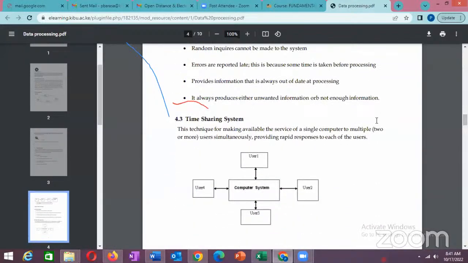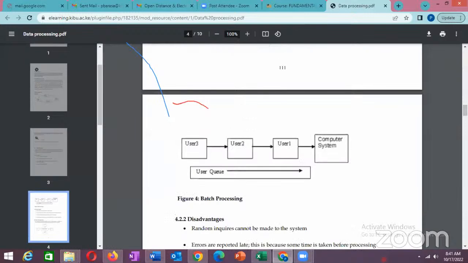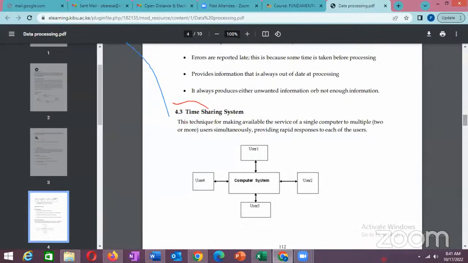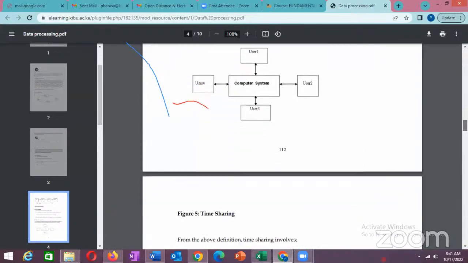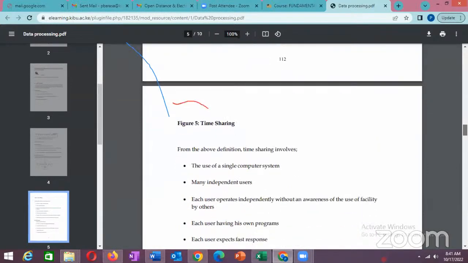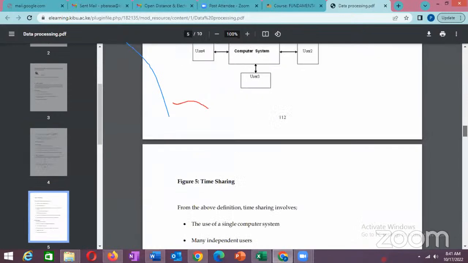So then we move to the next, which is time sharing. Now, time sharing is a technique for making available the service of a single computer to multiple, that is two or more, users simultaneously, providing rapid responses to each of the users. So you can see the computer system has several users. So you're making the computer system shared. So they are sharing. In that figure, you can see it's very clear there.